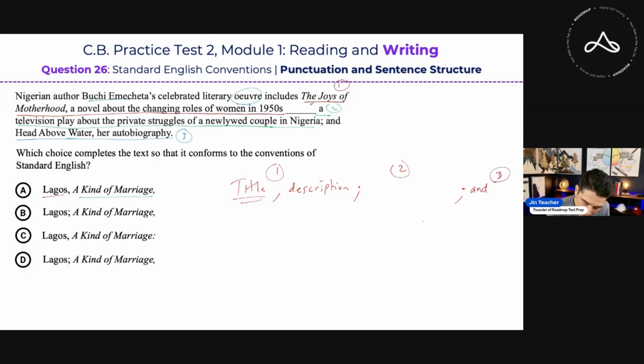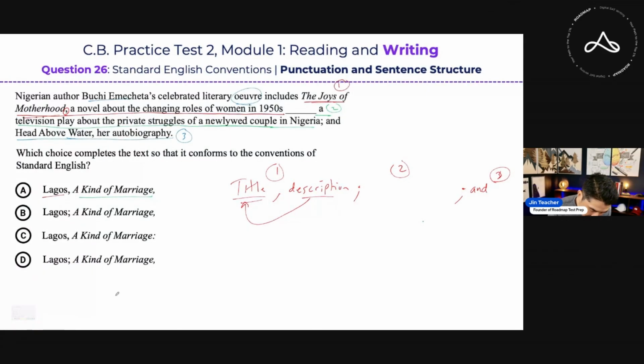You guys see that? So The Joys of Motherhood is the title of the work. Then we have a comma here, and then we have the description of Joys of Motherhood. So what is Joys of Motherhood? Oh, it's a novel about the changing roles of women in 1950s Lagos. Right? So this description just kind of provides more details about that work, right? Beyond the title. So the second item is going to do the same thing.